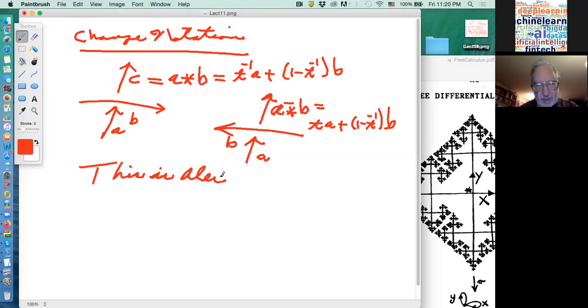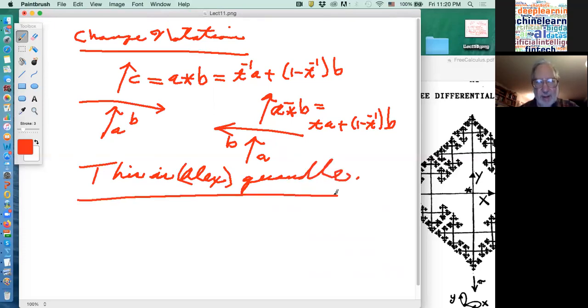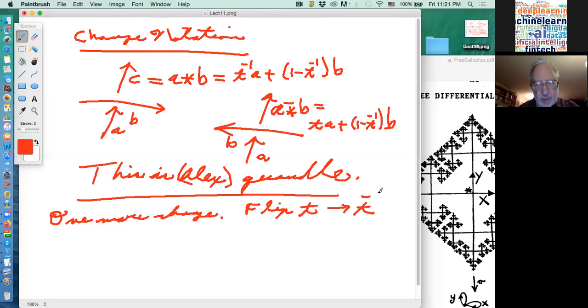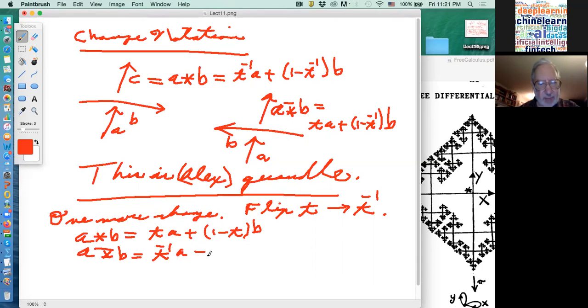And this is called the Alexander quandle. And we're going to get the Alexander polynomial directly from this rather than going through the Fox calculus if we want to. But I'm going to make one more change. Flip T to T inverse, just because notationally I like the right-handed one to have the T. And then we will have A star B is equal to TA plus 1 minus T times B, and A star bar B is equal to T inverse A plus 1 minus T inverse B.